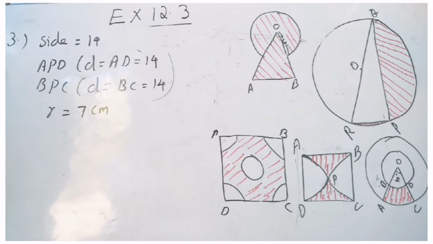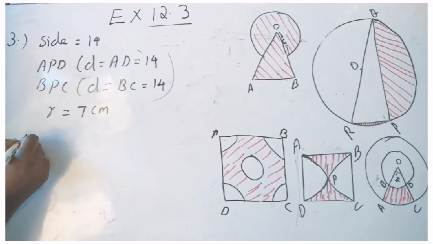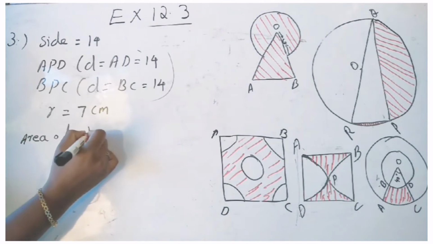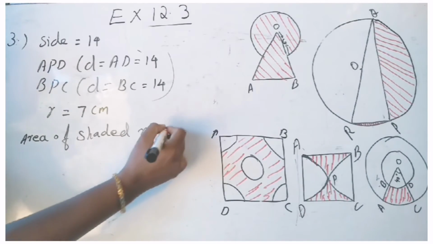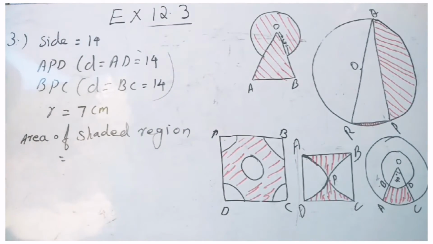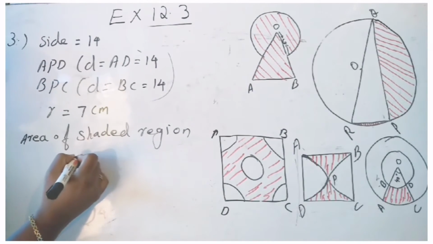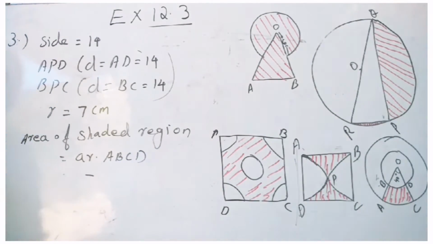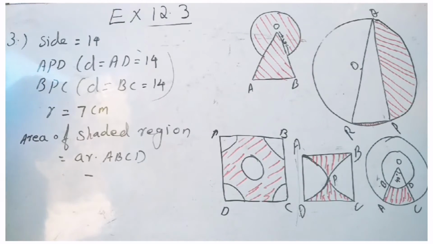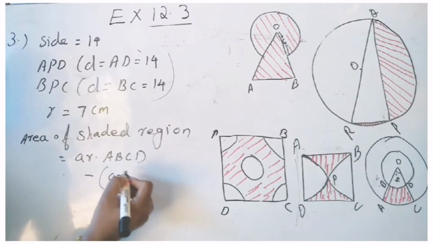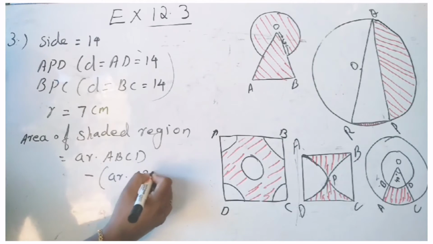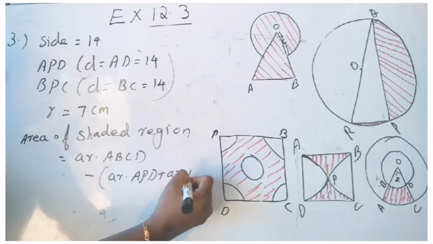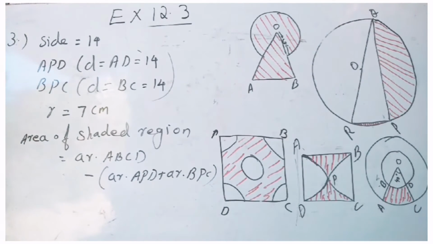Now we need to find out the area of the shaded region. That area of the shaded region is equal to area of the square ABCD minus the area of semicircle APD plus area of semicircle BPC.